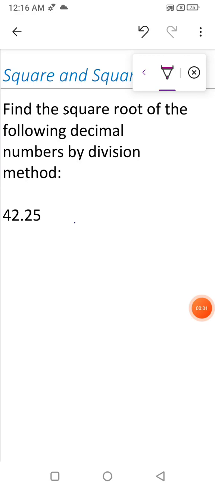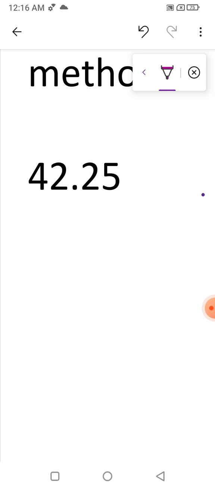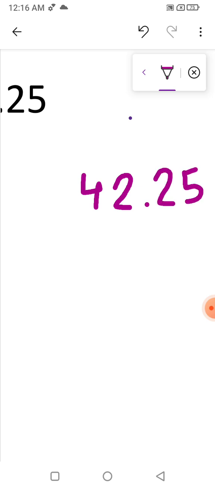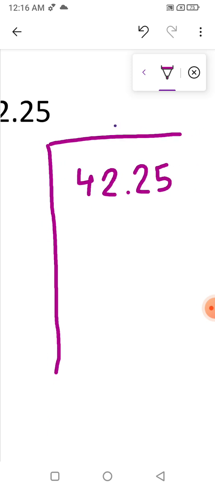Today's topic is square and square root. Now, today we are going to discuss how to find the square root of a decimal number using the division method. So the steps are very simple. See, the question is 42.25. Simply first copy the question as it is, 42.25. Draw the format of the division method, just as we had done previously.